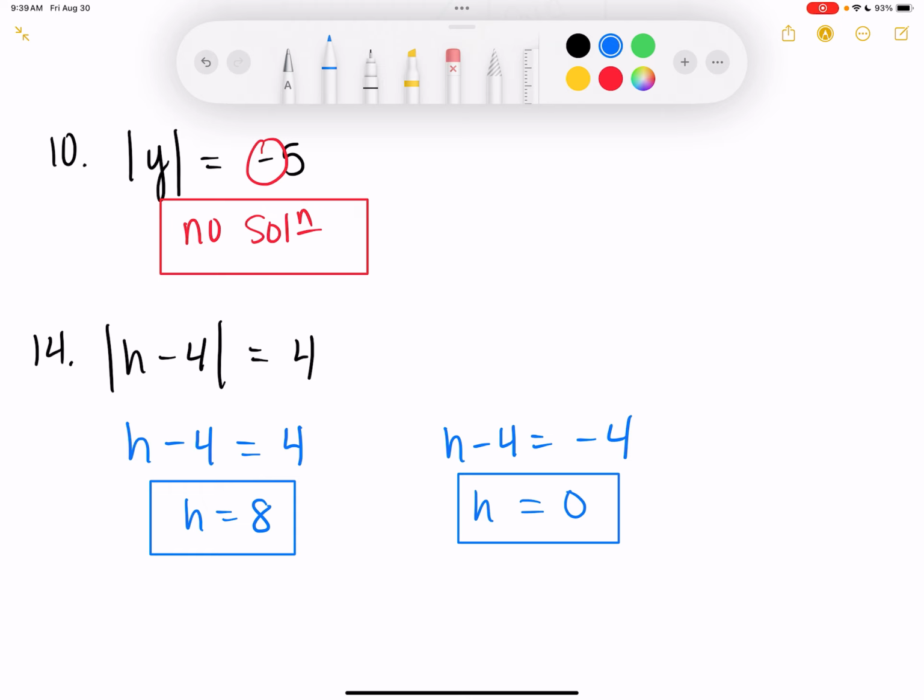But yeah, so again, I will reiterate, the instructions say and graph. We are not doing that.